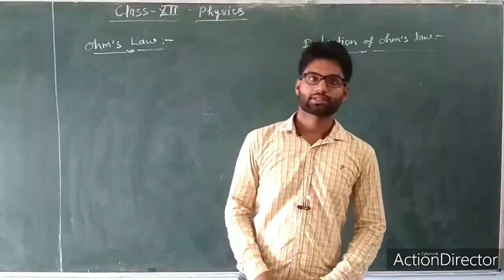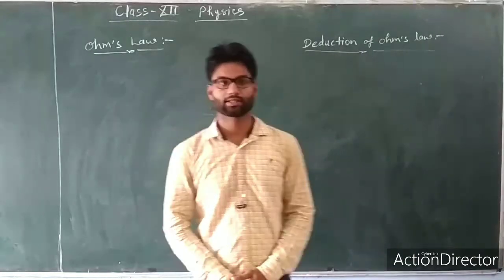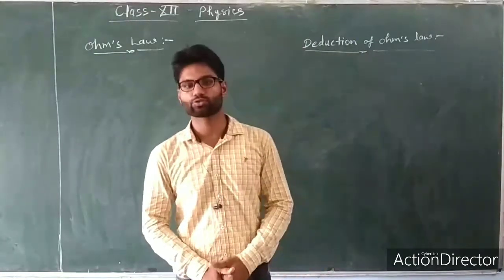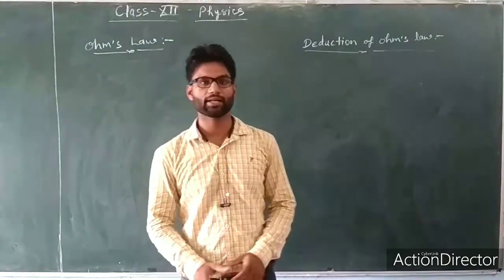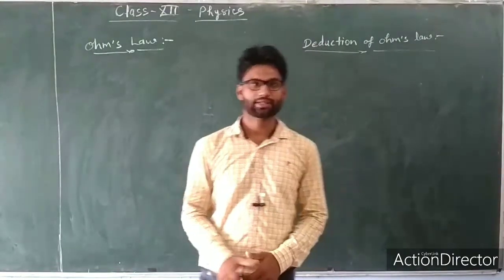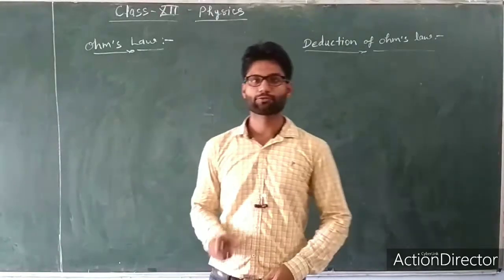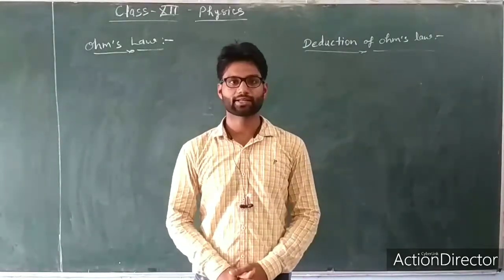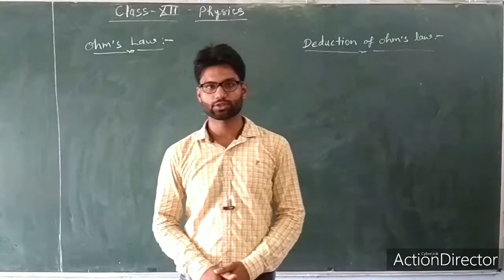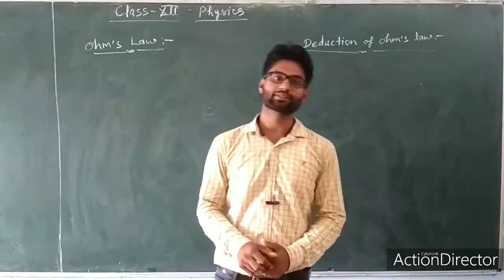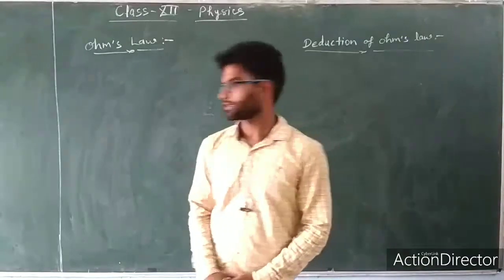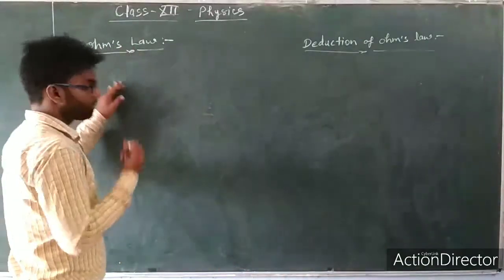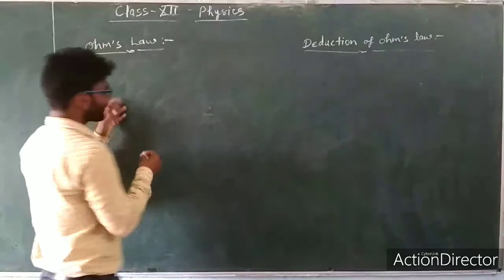when the current is flowing through a conductor, and the potential difference is applied across a conducting wire, then the current flowing through that conductor is directly proportional to the potential difference applied across the conducting wire, right? So mathematically, how can we write?